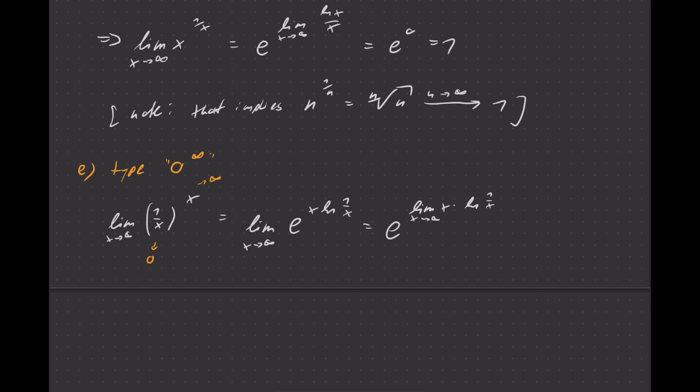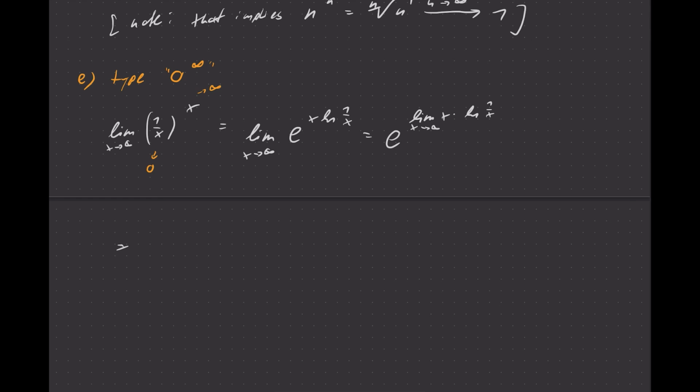And now one last trick here to be able to apply something that we know already. A little reformulation to that ln. Instead of ln 1 over x, we can also write ln x to the power of minus 1. 1 over x is x to the power of minus 1. And then we can again apply the rule of logarithms. We can take this minus 1 out of the ln. And that means what we can write here is e to the power of minus, so we take that all the way out, minus the limit of x ln x.